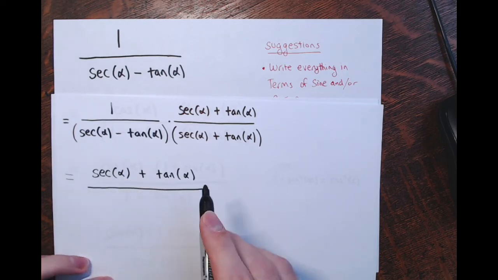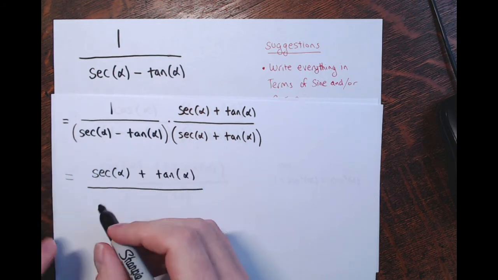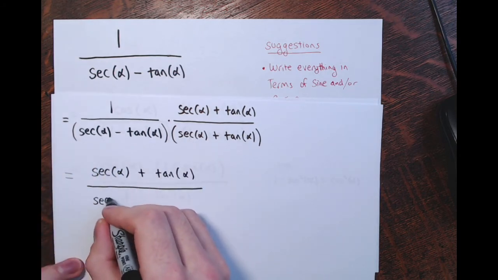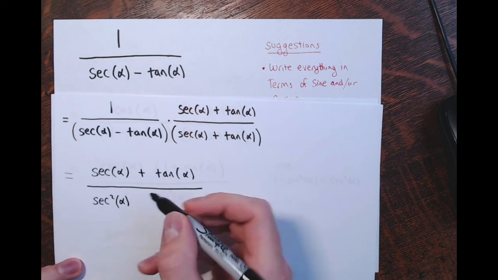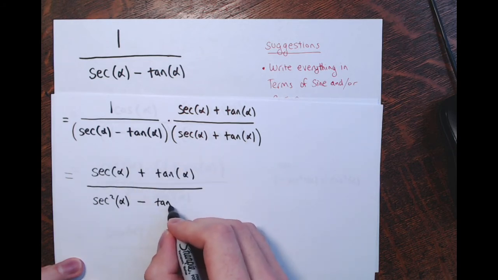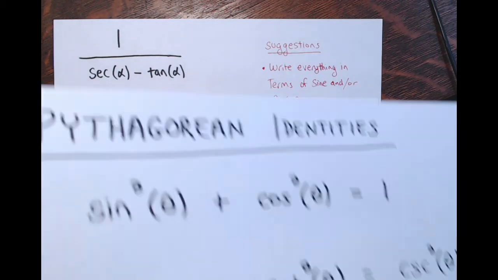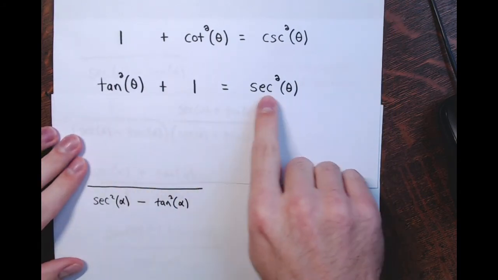divided by, and then I multiplied these conjugates here. So I'm going to end up with a difference of squares: secant of alpha squared, minus tangent of alpha squared. And again, I'm seeing squares. And when you see squares of trig functions, there's a good chance you can use one of those Pythagorean identities to help you simplify. And there was a Pythagorean identity involving tangent and secant.